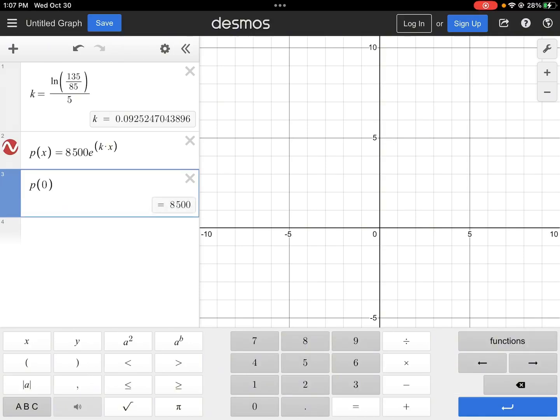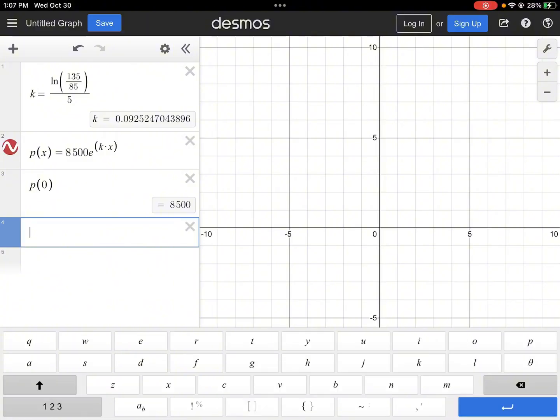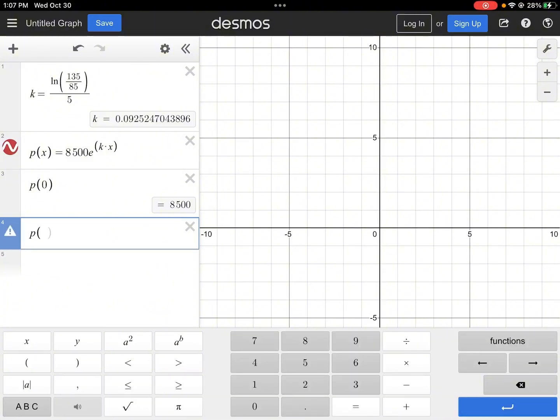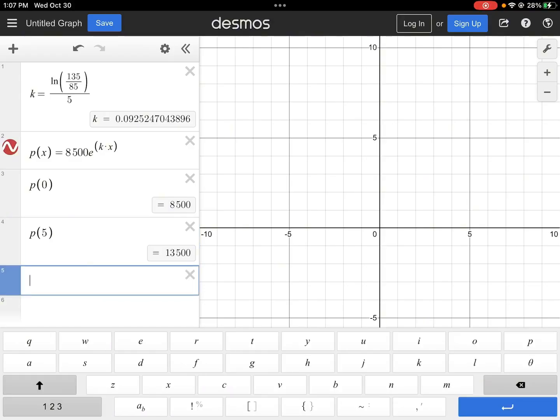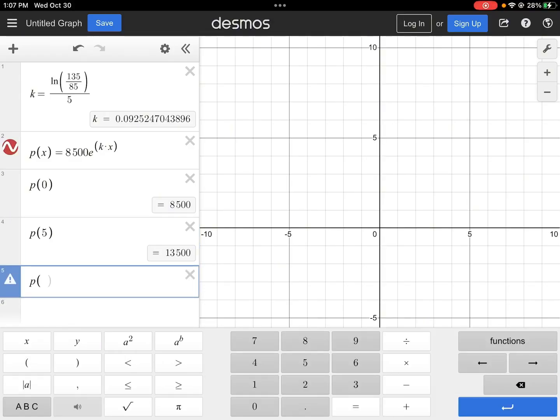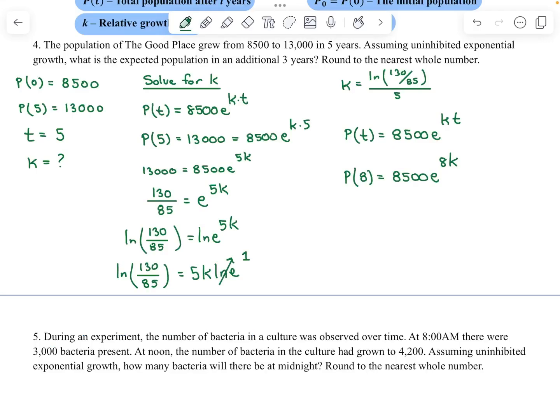What I'll do now is show you that this equation is correct by evaluating this expression for when t is equal to 0, and notice you get 8,500. Next, I'll evaluate this expression for when t is equal to 5, and we get 13,000. And finally, I will evaluate this expression when t is equal to 8. And this number rounded is 17,819. So the total population in an additional 3 years is 17,819. And we are done.